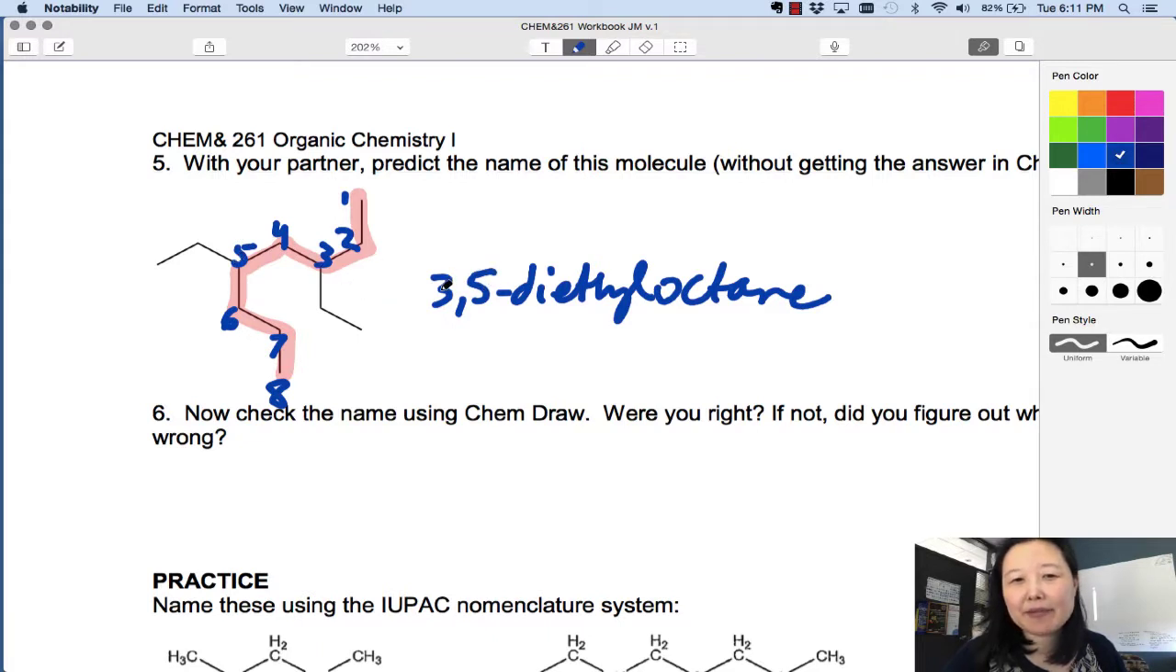That means I'm going to have commas between numbers. I'm going to say at 3 and at 5, so 3,5 dash. And something I didn't mention before is that we use di, tri, tetra, the prefixes you've known before from covalent bonding. We use those if there are multiple branches: 2 ethyls is diethyl, 2 methyls is dimethyl. You can use triethyl, trimethyl. So I'm going to bring in di, and I have to say both numbers: 3 for one ethyl group and 5 for the other ethyl group. And the parent is octane because there are 8 carbons in the longest chain.